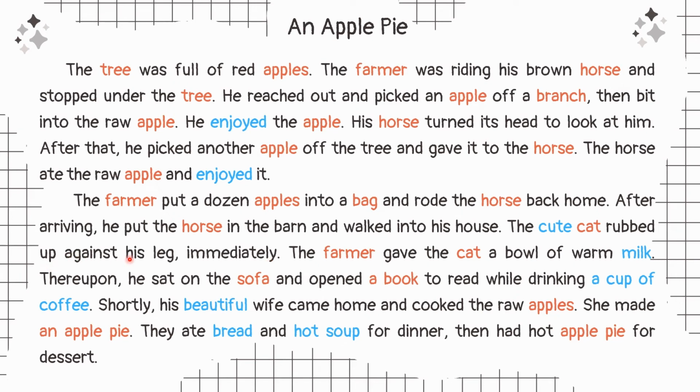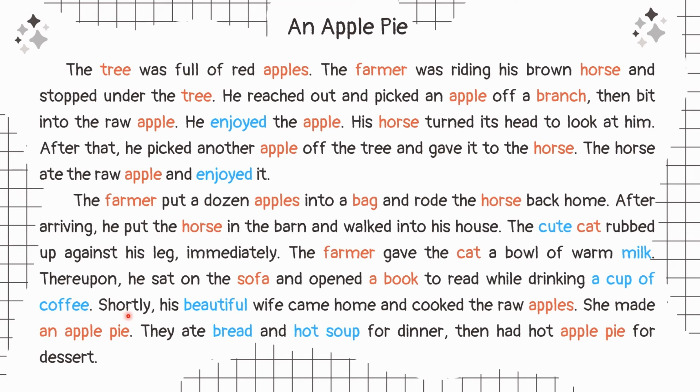Rubbed up against his leg immediately. The farmer, we have farmer again, so countable noun. Gave the cat, a cat again, so countable, a bowl of warm milk. Milk is uncountable because it is a liquid. And then he sat on the sofa. Sofa is a countable noun. And opened a book. A book is a countable noun, as in our example. To read while drinking a cup of coffee. Coffee is an uncountable noun.